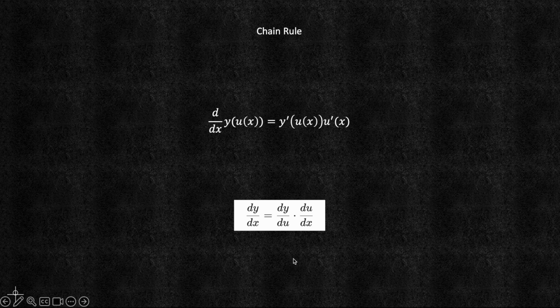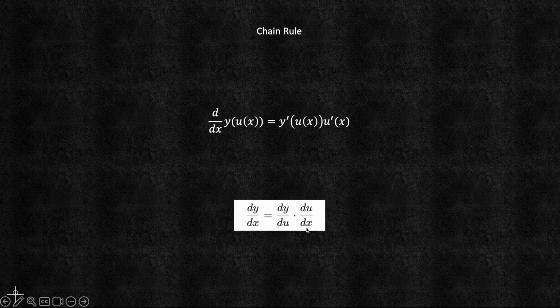The chain rule is a formula for computing the derivative of a function that is composed of other functions. If a variable y depends on u and u depends on x, the chain rule states that the derivative of y with respect to x is the product of the derivative of y with respect to u, and the derivative of u with respect to x.